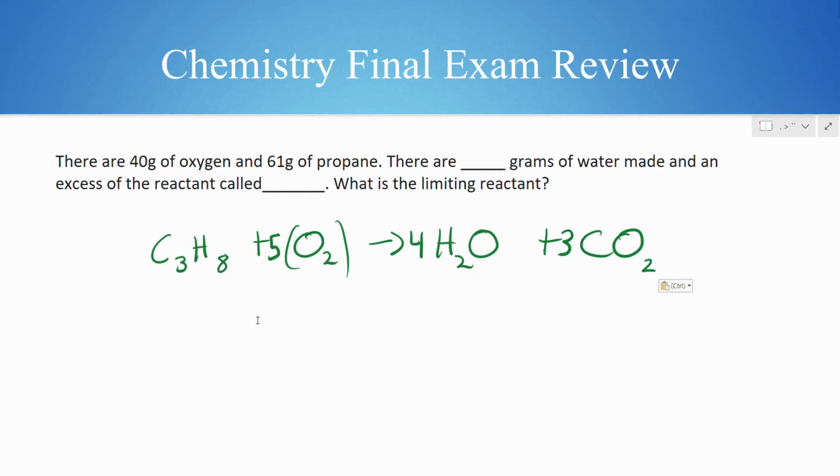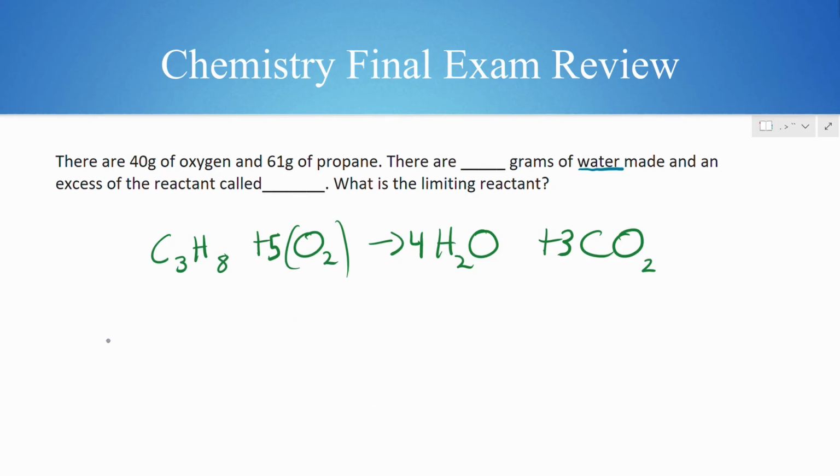There are 40 grams of oxygen and 61 grams of propane. There are blank grams of water made and an excess of the reactant called something. What is the limiting reactant? So in this problem, we're going to find which reactant, either propane or oxygen, gives the least amount of water. And whichever reactant that is will be called the limiting reactant.